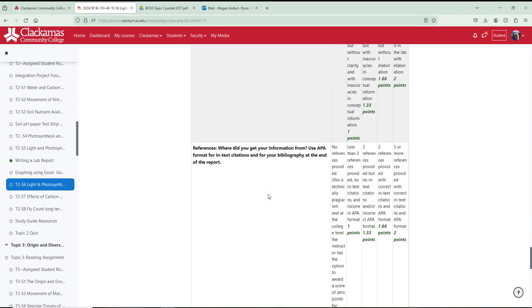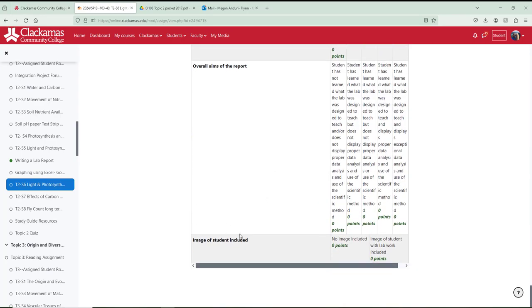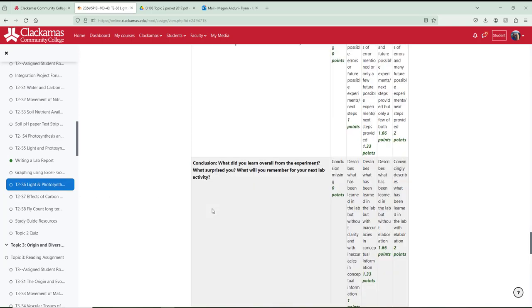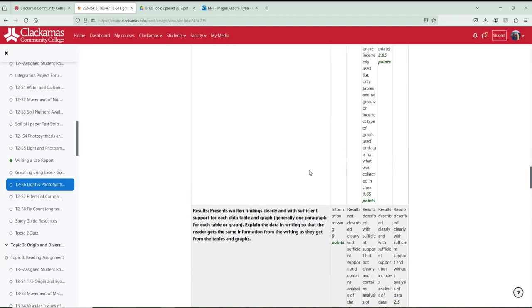And by the way, at the end of this, it says image of student included. We did not actually do a lab ourselves, so you can ignore that part, okay? Everything else you should be doing.